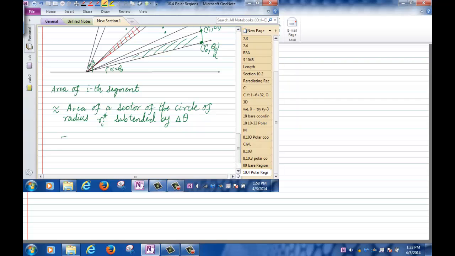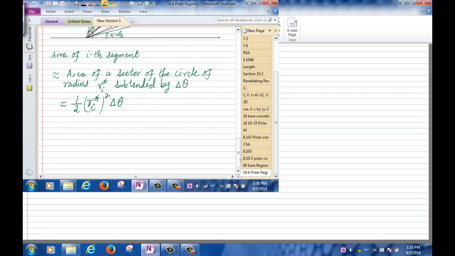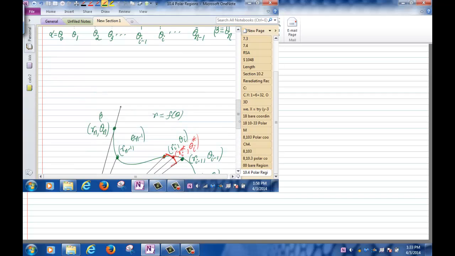That's equal to half R_i star squared times delta theta, right? You guys are okay with that? Now remember, what is R_i star? Can someone tell me what is R_i star?